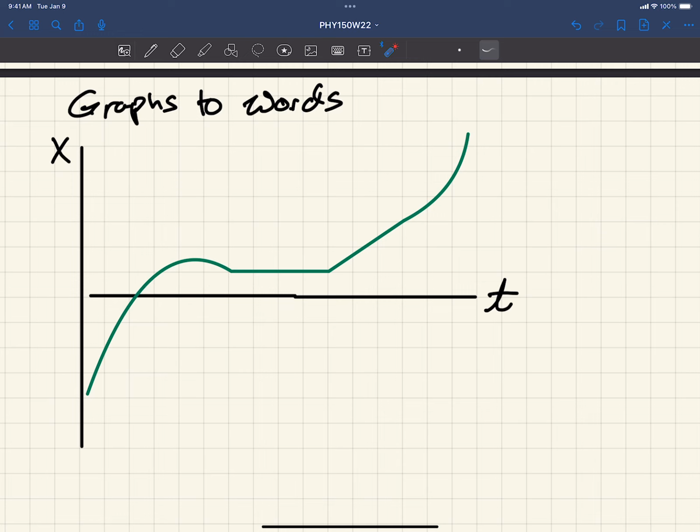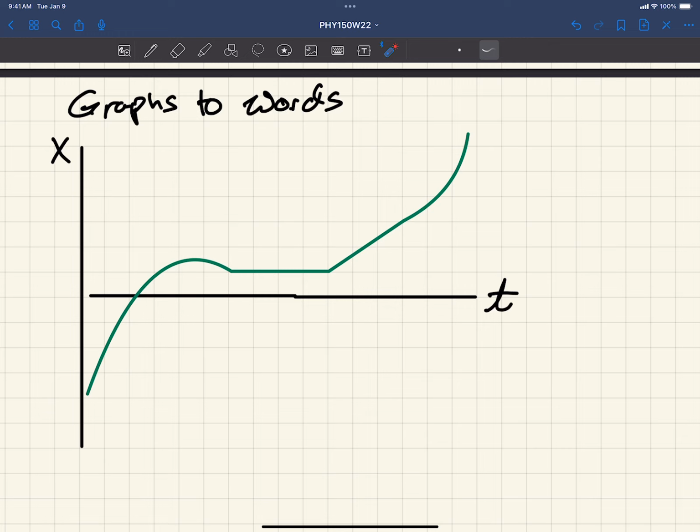The exercise that we're doing was how to turn graphs into words. And graphs are a particularly difficult spot for many students because when they see everyone talking about them, if you don't know what's going on, it's as if people are speaking a different language. So hopefully today's video is going to help dispel some of that for you.